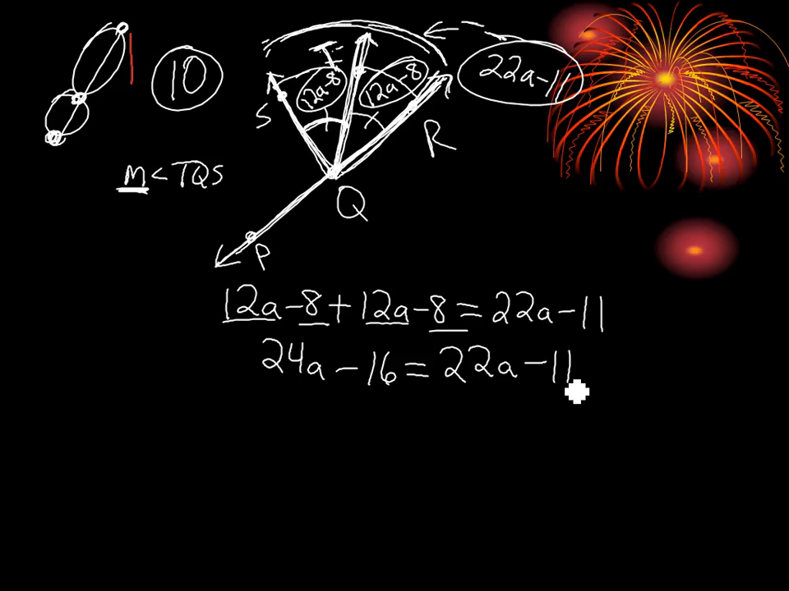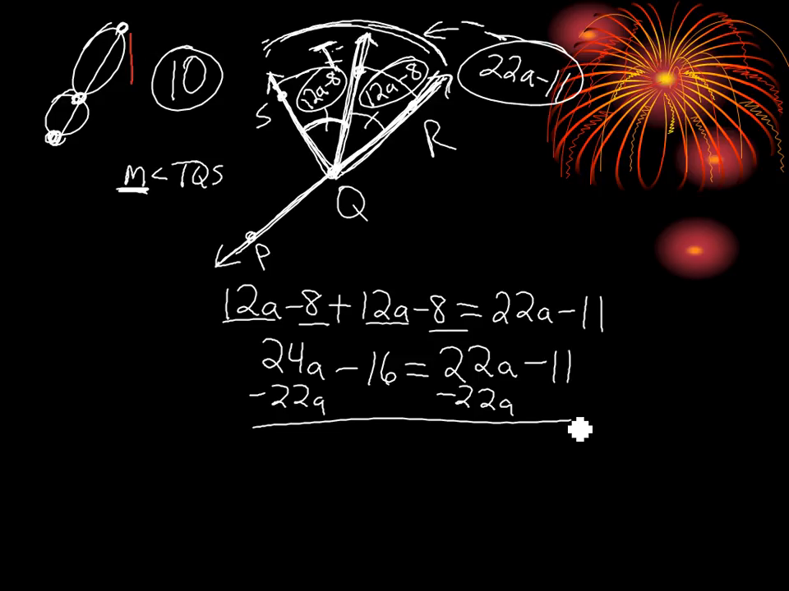What do we do next, David? With me? Look at our equation. What do we do next? Now, we don't want to take the 24A to the other side. Probably better to take the 22A over to that side, just to keep it positive. It doesn't matter. If you did it the other way, it'd come out the same.